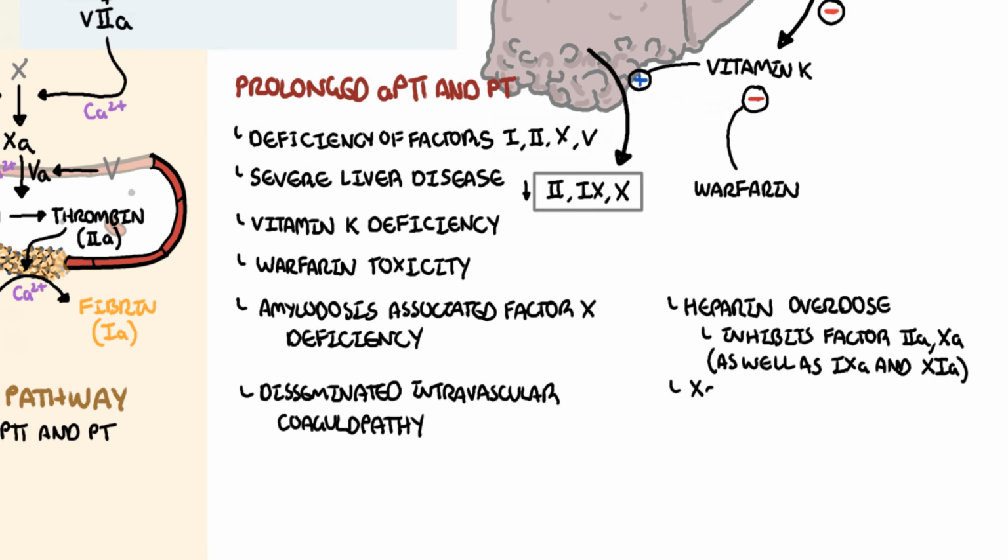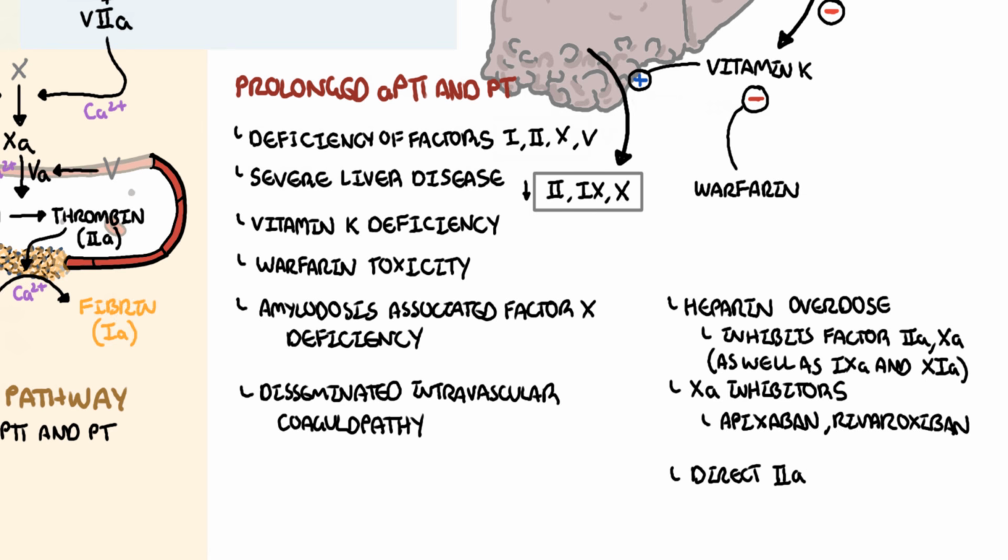You have the NOACs or DOACs, which are the factor 10A inhibitors. These include apixaban and rivaroxaban, which can prolong aPTT and PT. Then you also have the direct thrombin inhibitors, such as dabigatran.